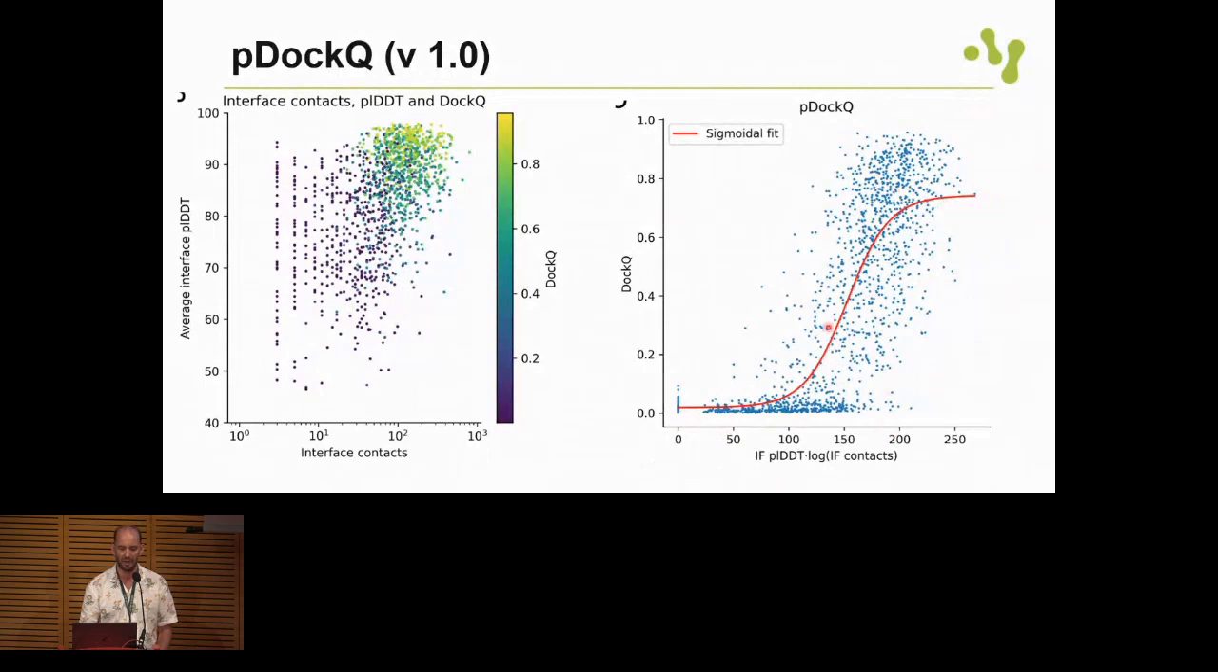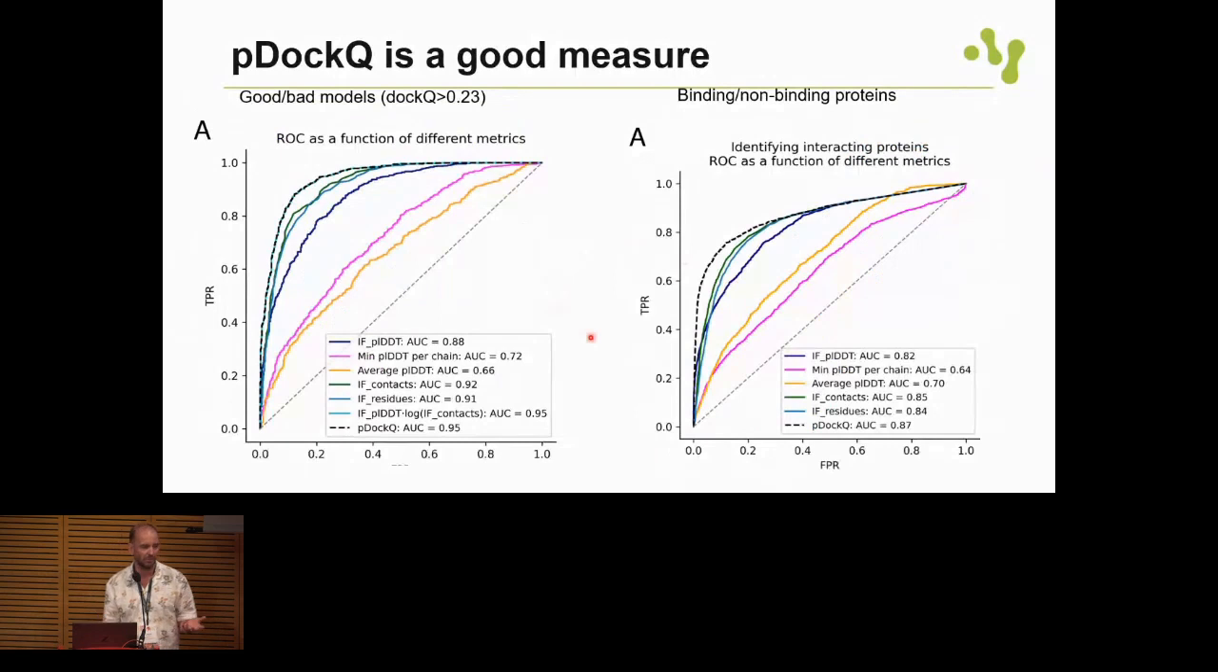So basically, if you're higher than 0.5 or 0.2, something like that, you have a good model. If you're lower, you're a bad model. And we saw that this was a quite useful tool to separate good and bad models. The area under the curve is something like 0.95, so it's pretty good separation. If you use other scores, we tried this, the default is like 0.6, something like that.